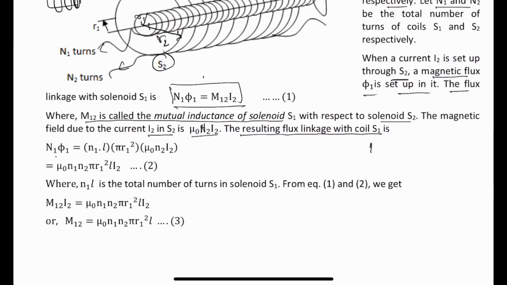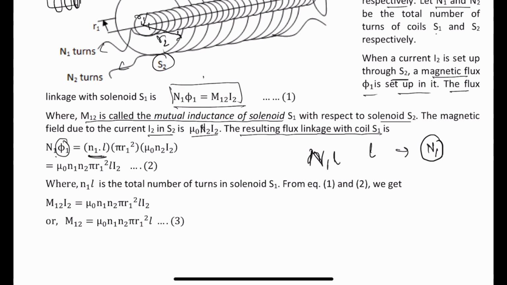In length L, we have the number of turns as n1, correct? So for length L, what will be the number of turns? n1 into L, correct? So n1 into L is the total number of turns, that is capital N1.